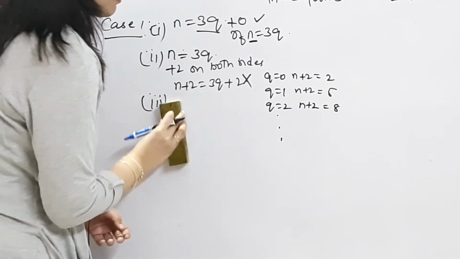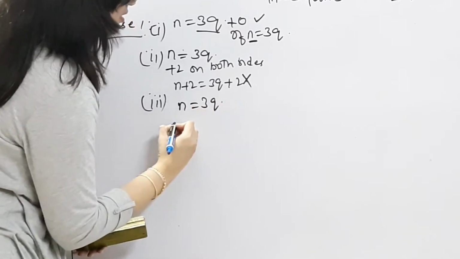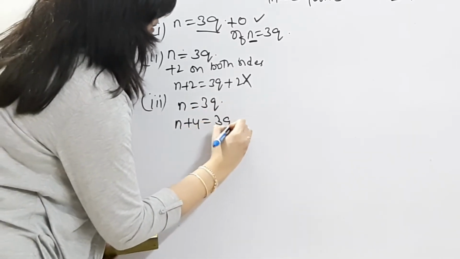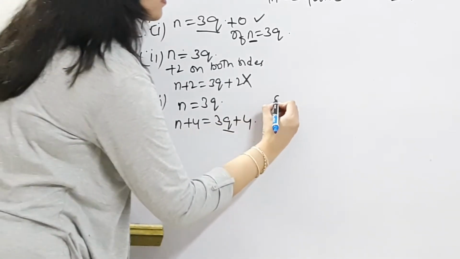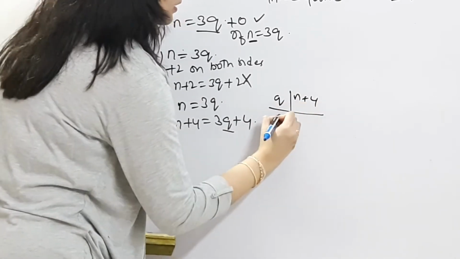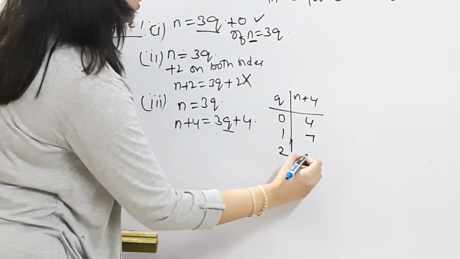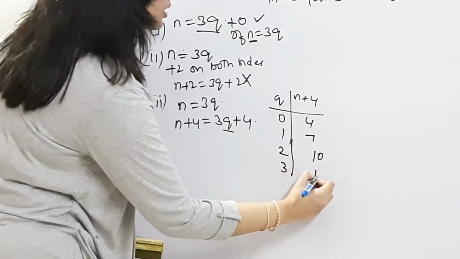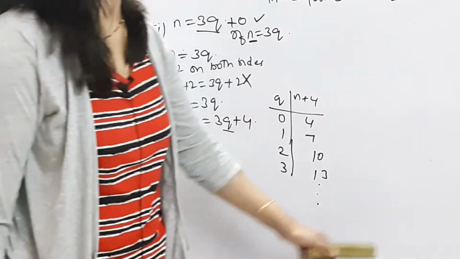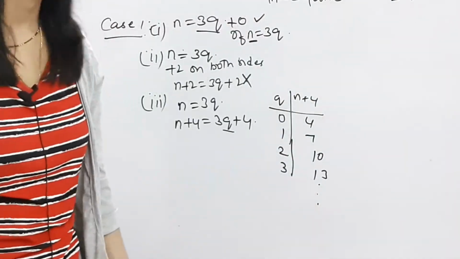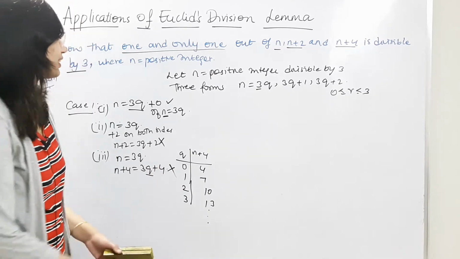Let's now try the n plus 4 scenario. So n is equal to 3q is our case. Now adding 4 on both sides, we get n plus 4 is equal to 3q plus 4. Do the same logic here. When q is 0, you get n plus 4 as 4. q is 1, you get n plus 4 as 7. q is 2, you get n plus 4 as 10. q is 3, you get n plus 4 as 13. But in no case do you get n plus 4 as a number that is divisible by 3. Hence, you can say that n plus 4 is also not divisible by 3. Okay. Now this is case 1.